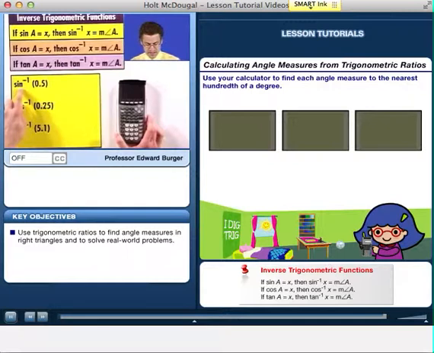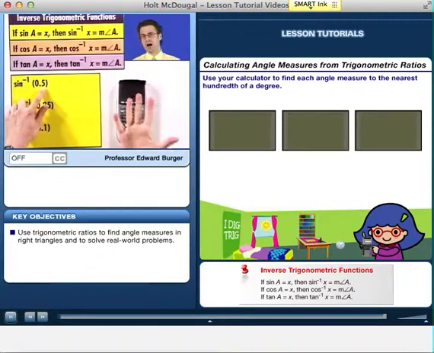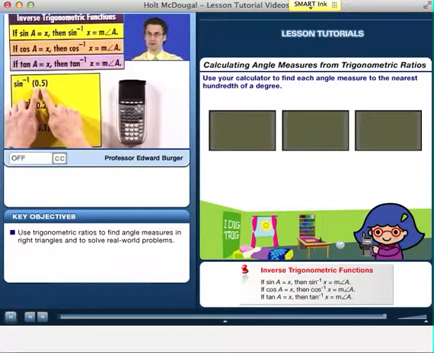So here's the inverse sine of 0.5. What does that mean? It means I'm looking for the measure of the angle. So how many degrees is an angle that has its sine equal to 0.5? That's what this means. So here we go. How do you do it?